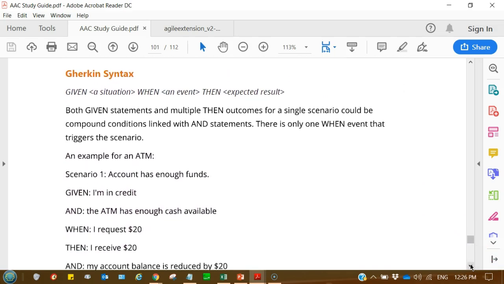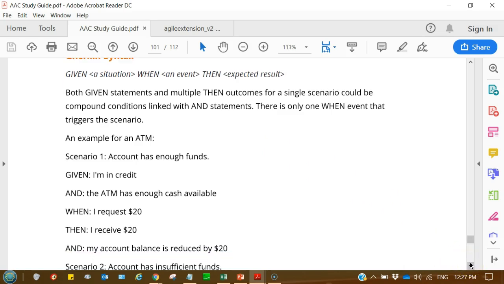Gherkin syntax is another nice way, similar to what was done with user stories, in terms of doing test-driven development. I'm not sure how they came up with Gherkin, except that there's a G that starts things, it has an H in the middle of it, and it has an N at the end. But who knows how these things come up. It's given a situation, when something happens, then this is what I expect to see. And you can have multiples, and you can have ands.